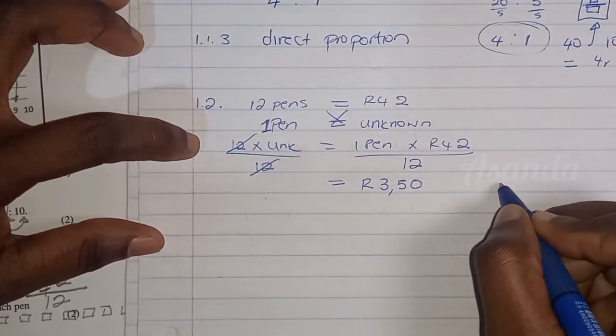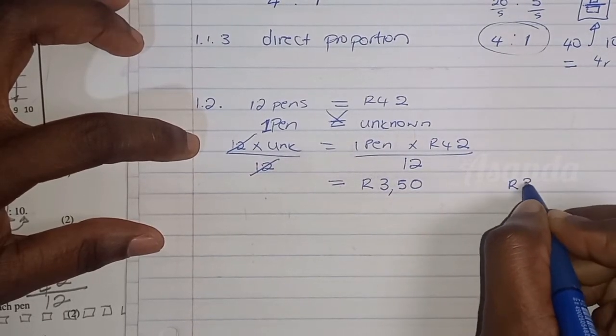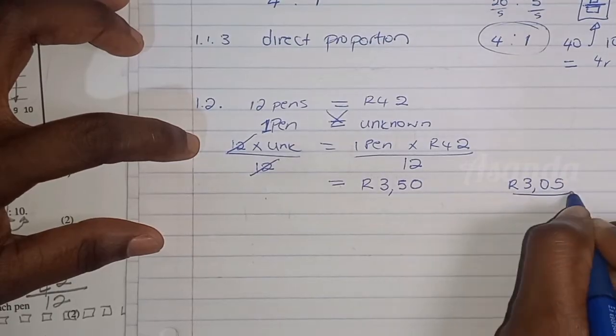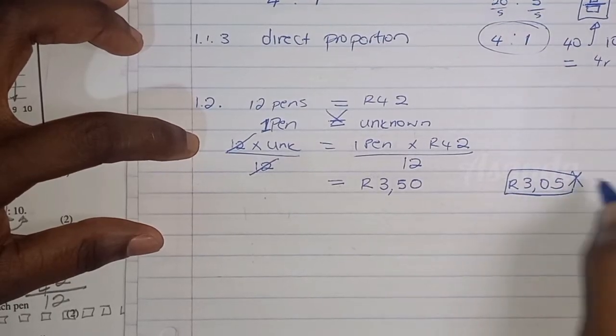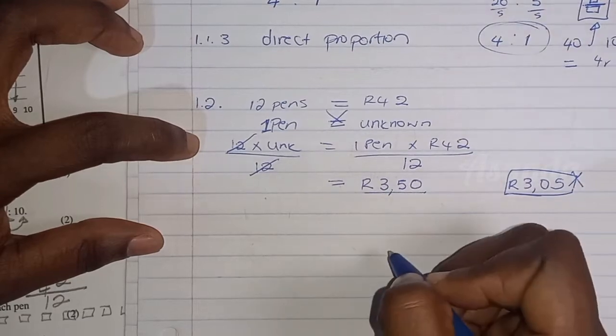The 5 cents is written like this. That would be 3 rands, 0.05. So this would be 3 rand 5 cents. That's not that. This is 3 rand 50, 3,5.